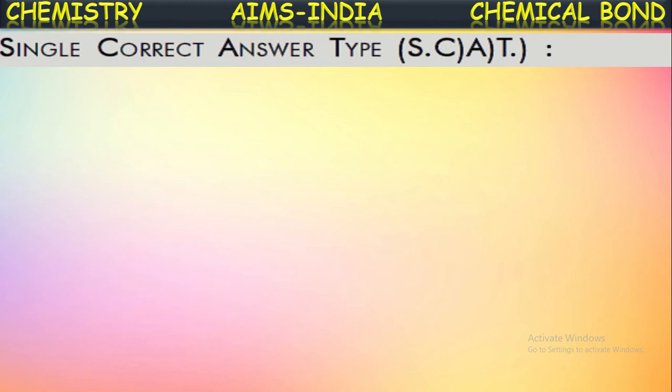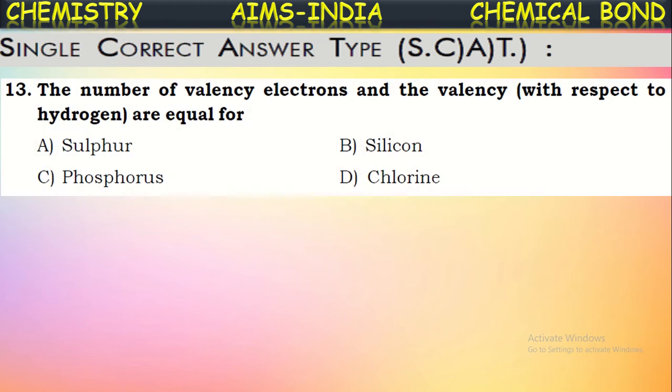Next, let us see single correct answer type questions. See the first one: the number of valence electrons and the valency are equal for. So here two terms are there: valence electrons and valency. Valence electrons means the electrons present in the outermost shell of an atom. And valency means the combining capacity of an element. The number of electrons lost, gained or shared by an element to become stable is called its valency, and the number of electrons present in the last shell or outermost shell of an atom is called its valence electrons.